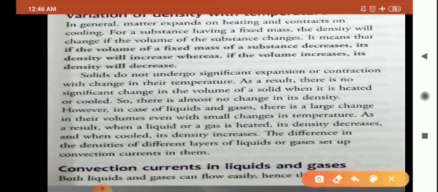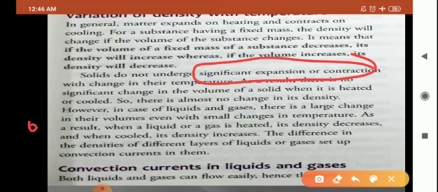And we do not find significant expansion or contraction in case of solid. Reason? Because in solid, molecules are more closely packed, so hence we cannot find any significant changes in case of solid with the change in temperature. अगर solid पे temperature का बहुत ज़्यादा effect नहीं होता है.